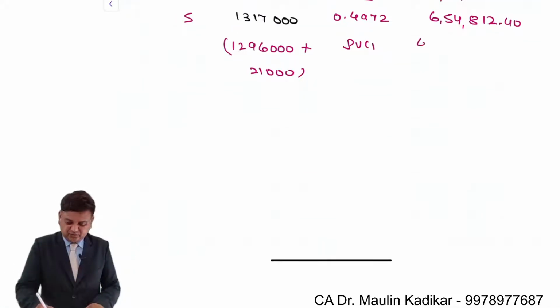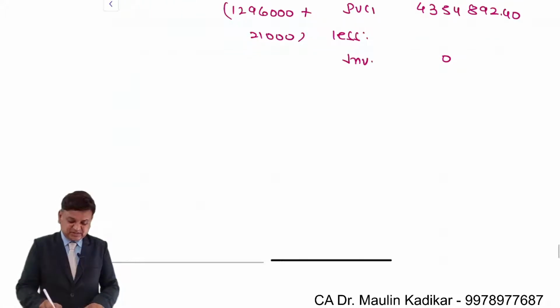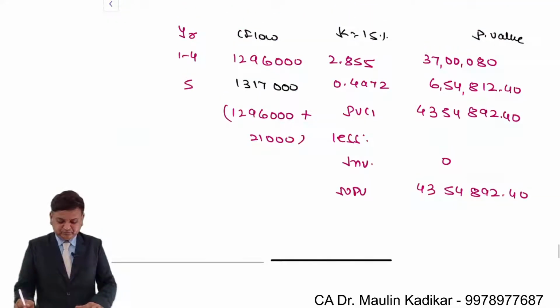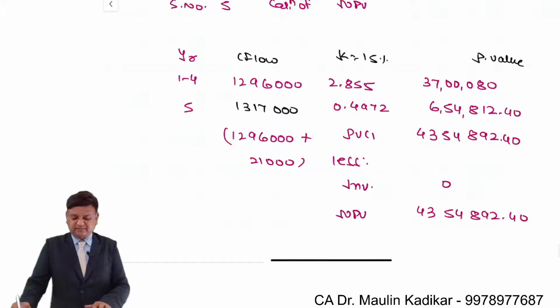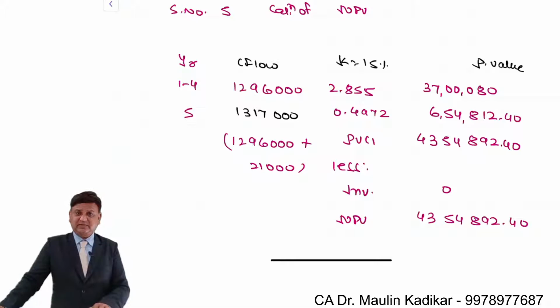Present value of the cash inflow, 43,54,892.4. Less investment, zero. Why? Because it is an existing machinery. NPV, 43,54,892.4. This is the way the NPV can be calculated for existing machinery. Please take down the answer. And for option 2, replacement, please post your answer for step number 1 to step number 3.